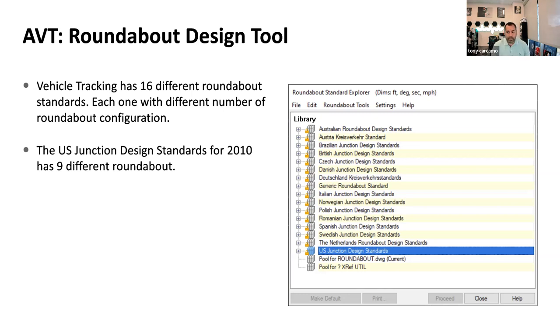We're going to be using the US Conjunction Design Standards of 2010, and there are nine different roundabout standards or configurations that you're going to see in there. We're not going to go through each one of those. We're probably going to do two to show you the difference. But it's pretty amazing that Autodesk has been able to accumulate all this information and put it together.